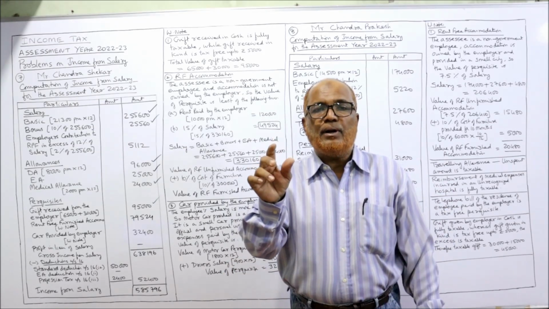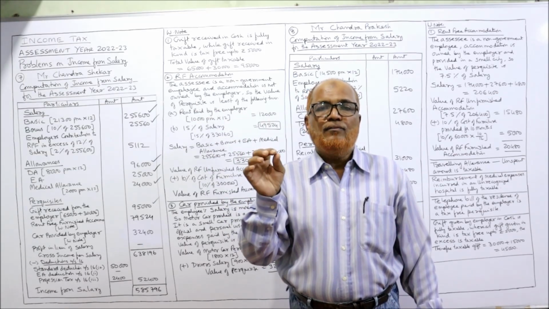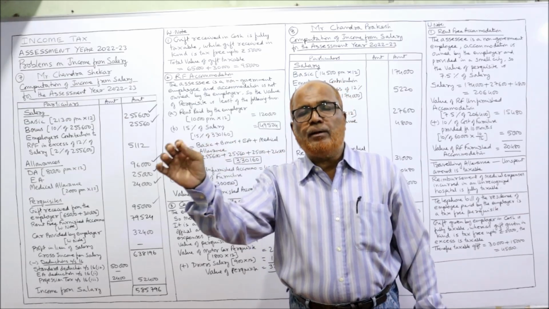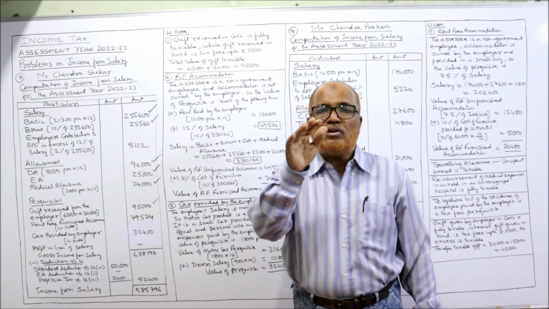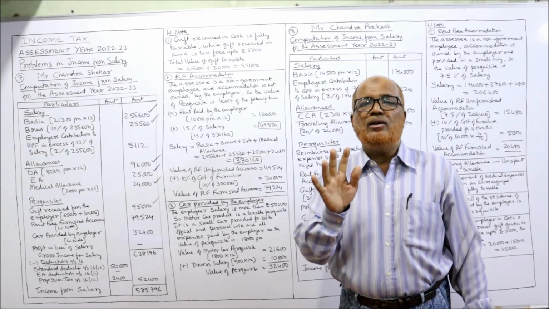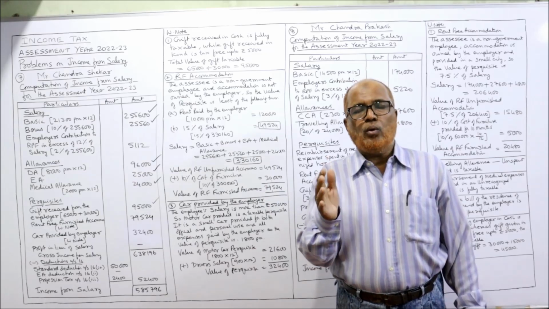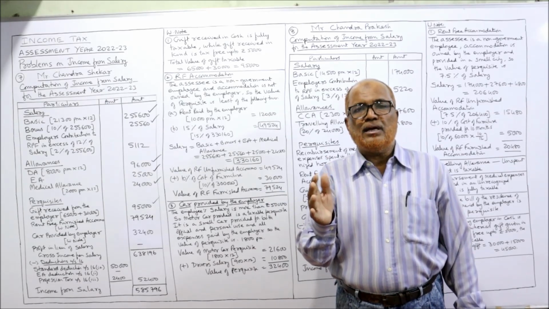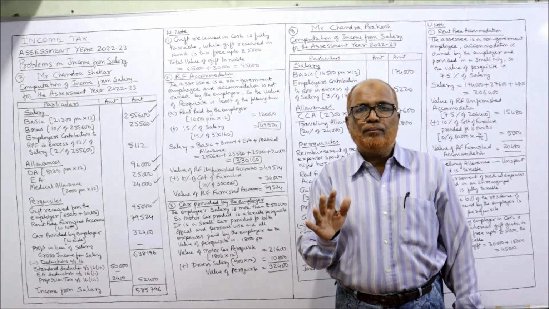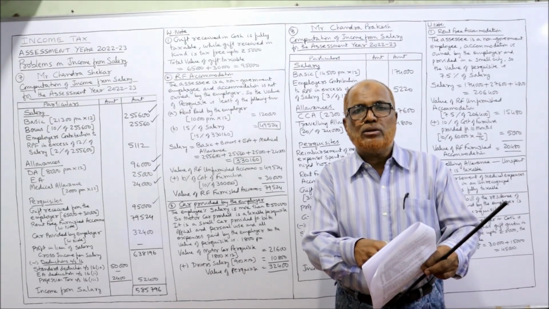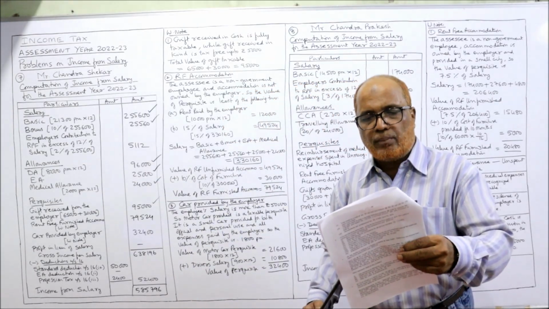So if the accommodation is hired by the employer, then the actual rent paid by the employer or 15% of salary, whichever is less, is the value of the perquisite. So in our problem, the employer has hired the accommodation, not owned, so we don't require population. The rent paid by the employer is 10,000 per month.